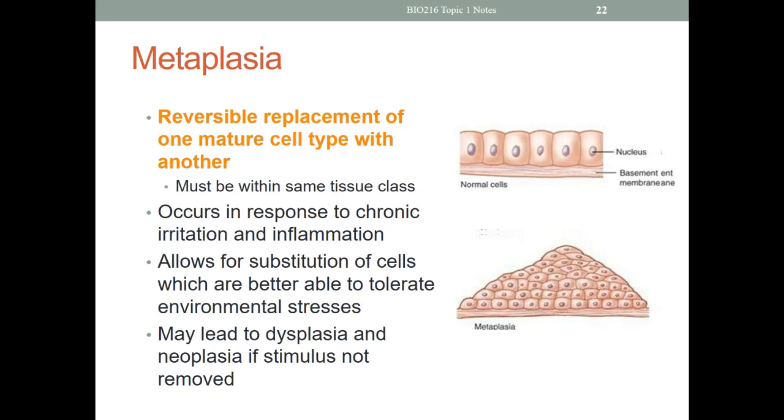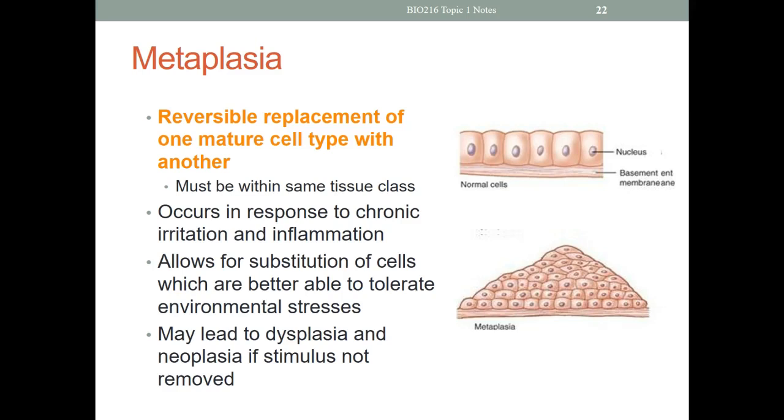So the ciliated epithelium that beats the mucus can't tolerate the chronic inflammation associated with smoking. And those get replaced with cuboidal epithelial cells that aren't ciliated. And this is in part what accounts for the smoker's cough. They don't have the cilia to beat the mucus towards the pharynx.